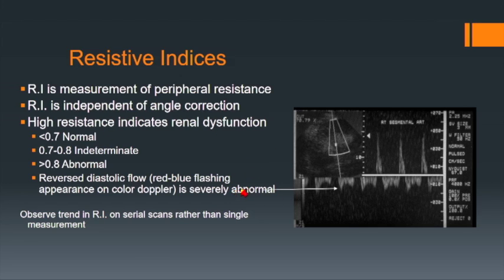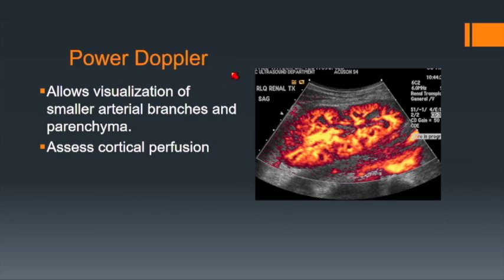The color Doppler analog of this is what I call a red-blue flashing. Basically, you see the renal artery in red during systole and blue in diastole, and it flashes red, blue, red, blue. Power Doppler allows visualization of smaller arterial branches and parenchyma, and you can, to a certain extent, assess cortical perfusion. Here you see a normal renal transplant colored with beautiful colorization with the power Doppler, and you can see flow all the way to the edge of the cortex.